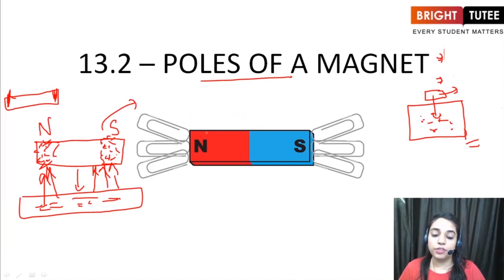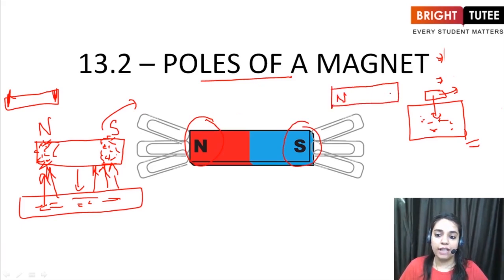The pole which is on your left hand is named the north pole, and the one which is at your right hand is named the south pole. Okay, so a bar magnet has two poles, north and south pole.